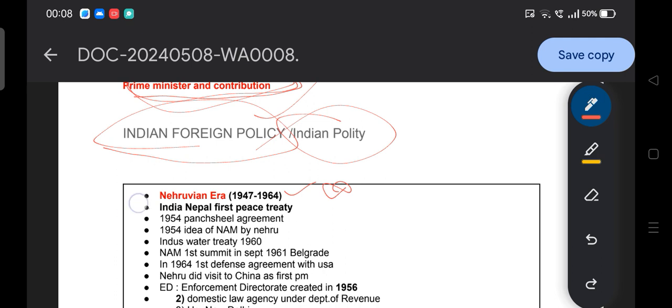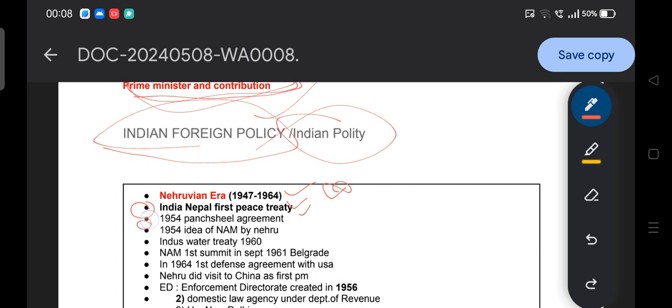At that time the India and Nepal first peace treaty was held. Like, guys, we have studied the India and USSR Treaty of Peace and Friendship under the Indira Gandhi government in August 1971. Similarly, they can ask the question: India Nepal first peace treaty was held under which government, or in which year? Then you have to remember the Nehru era. Under Prime Minister Nehru, the India Nepal first peace treaty was held.